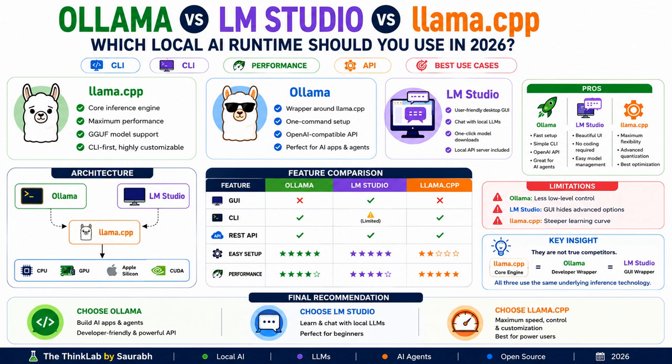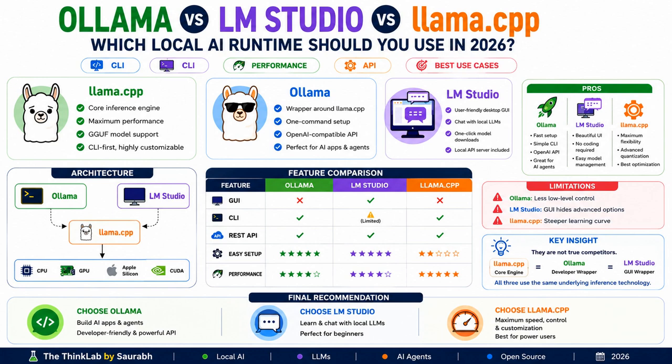Now here is the most important concept in this video. People often compare these three tools, right? But technically only one of them is a real inference engine. llama.cpp is the engine. Ollama is the developer-friendly wrapper. LM Studio is a graphical wrapper, right? Both Ollama and LM Studio depend on the same core technology, which is why their performance is often very similar. The real difference comes from usability, features and workflow.